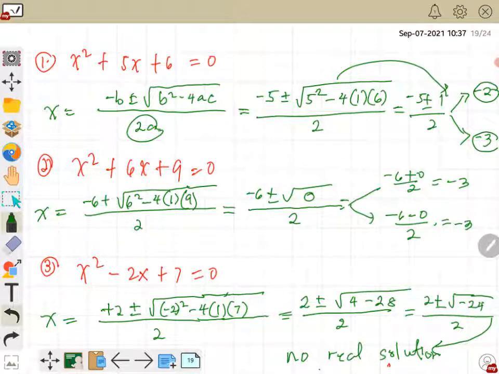Okay, what I'm trying to bring you is, I'm leading you to an idea that a certain quadratic equation, in number 1, may have two real solutions. In number 2, a quadratic equation may have one real solution. Look at this, we have only negative 3. Or a quadratic equation may have no real solution at all.